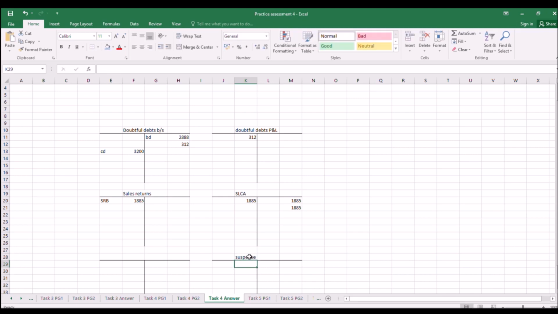So that's going to be the other side of that. So journal number 1 is going to be debit suspense 3770, and it's going to be credit sales ledger control account 3770. Okay. So that's where we're going on that one.